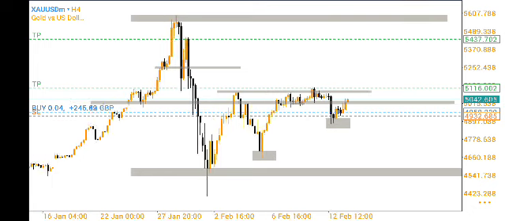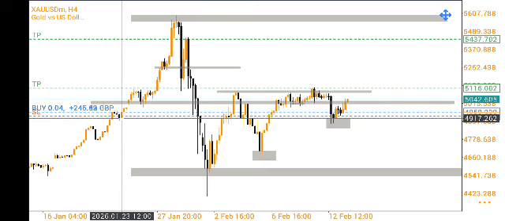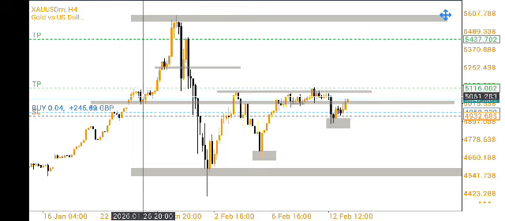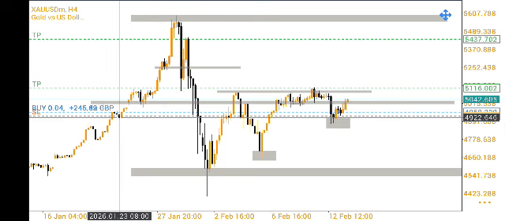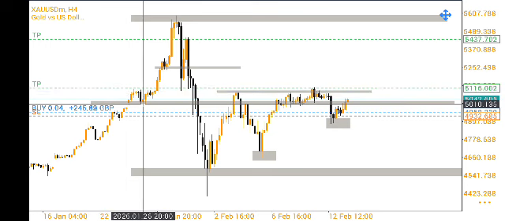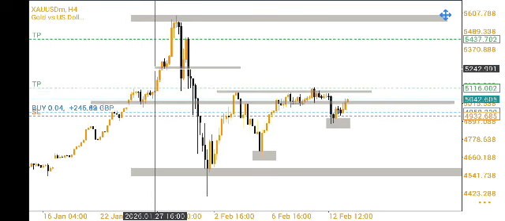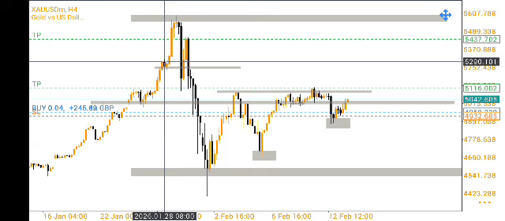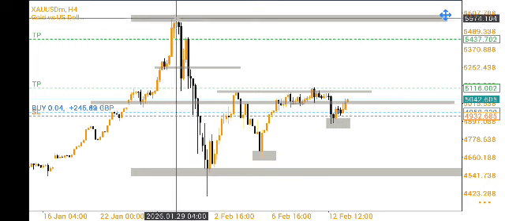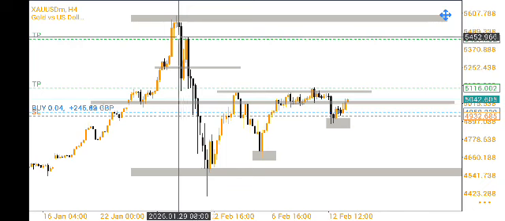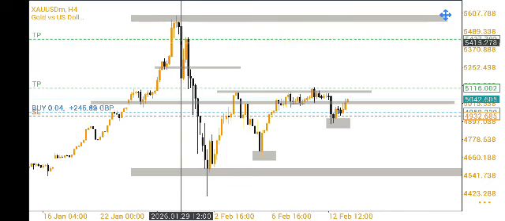In the 4-hour time frame, you can see that price was going bullish. From this point we can see that price was forming highs and lows: lower high, higher high, lower low, lower high, higher high, higher low, higher high. So at this point price reached this level and the sellers came in and pushed price all the way down here.